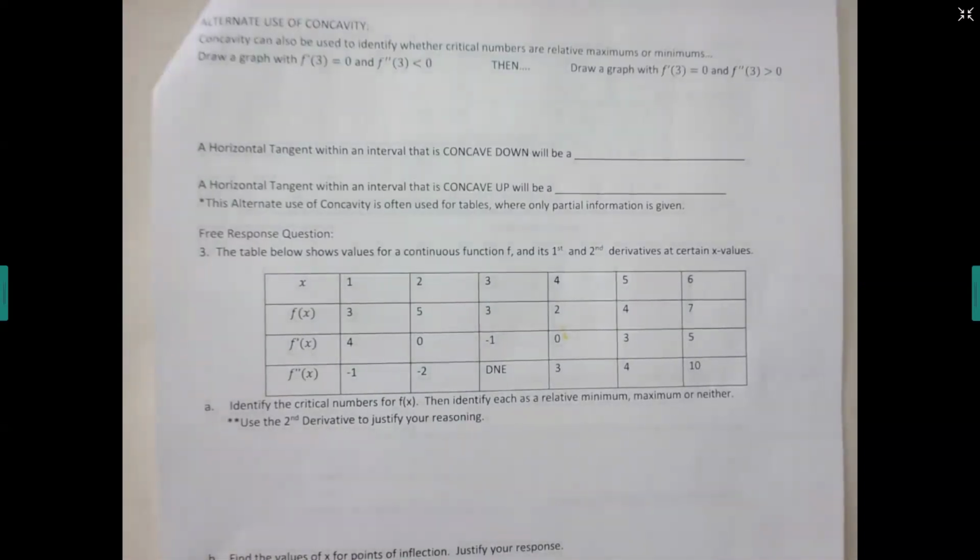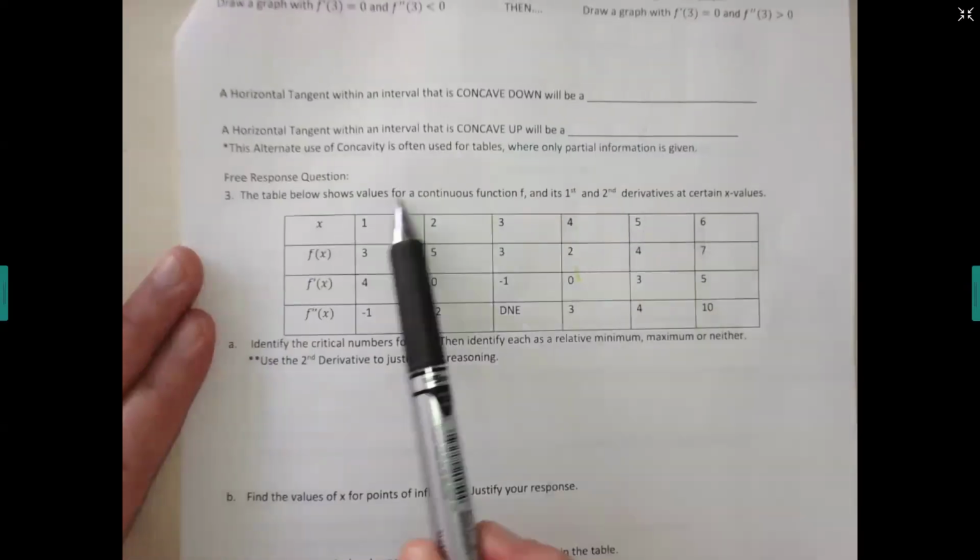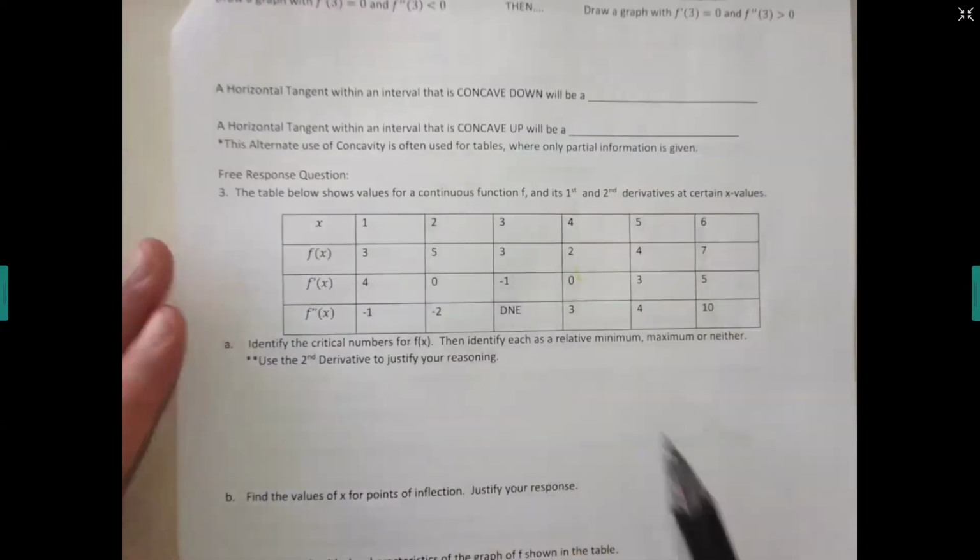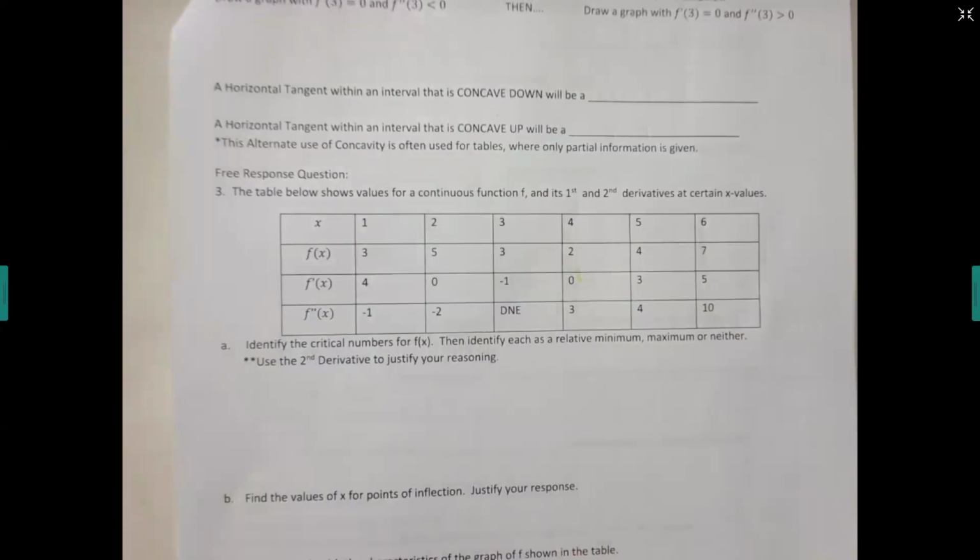Okay, so the second derivative can tell you about concavity, but it also has a couple other uses. Another use is if you're dealing with very limited information. What I mean by that is, let's say they give you a chart, but you don't actually have the equation. If you have limited information, knowing the first and second derivative, you can actually tell whether you have a min or a max.